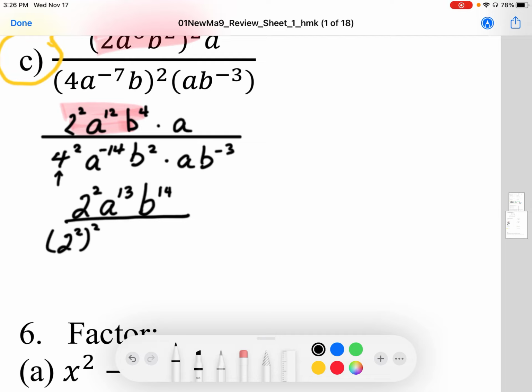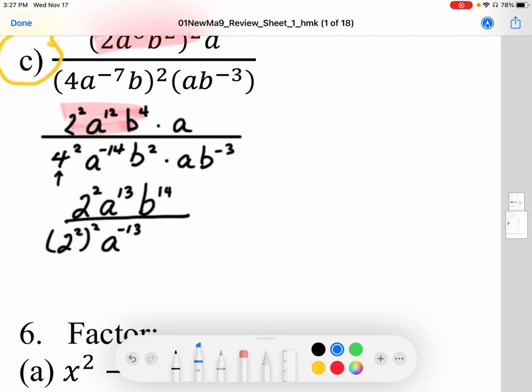a to the negative 14 means I'm dividing 14 times. a to the power 1 over here is multiplying once, so they're going to count against each other, so I'm going to end up with a to the power negative 13. Now be careful, the 13 in the numerator is times, the 13 in the denominator is a double divide, so that actually is a multiplication as well.